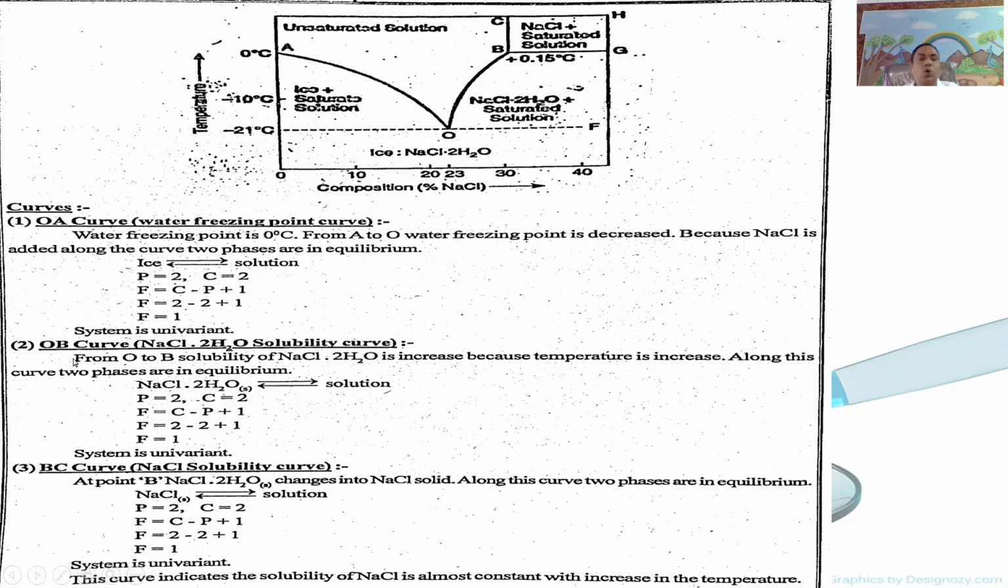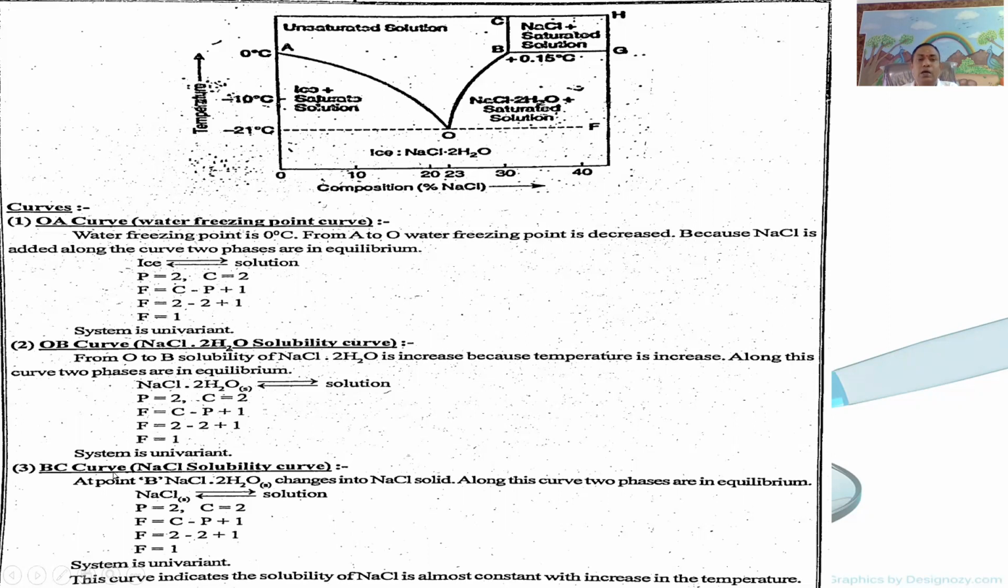Next, OB curve, that is the sodium chloride water solubility curve. From O to B, the solubility of sodium chloride increases because temperature increases. Along this curve, two phases are in equilibrium. The number of degrees of freedom required is F equals C minus P plus 1, whereas F equals 2 minus 2 plus 1, F equals 1. It is called a univariant system.